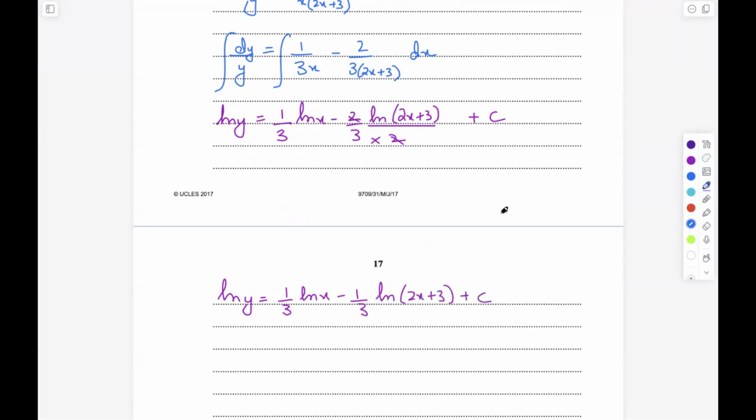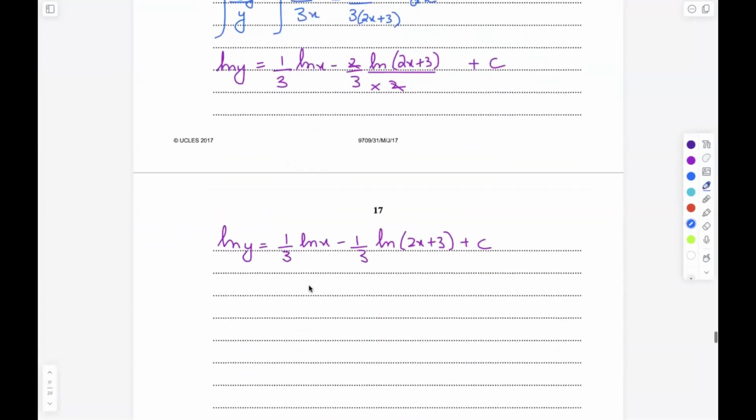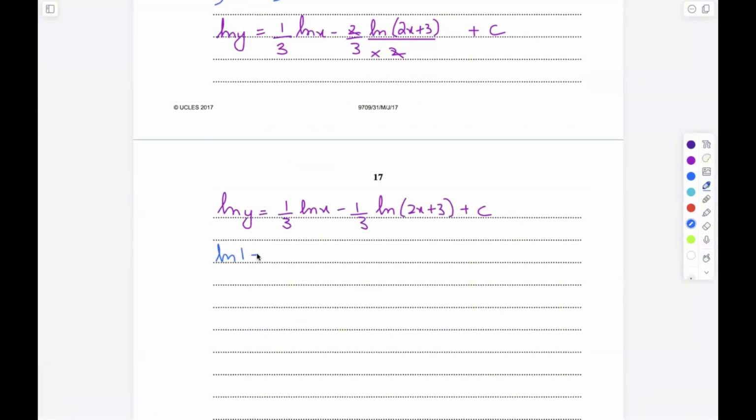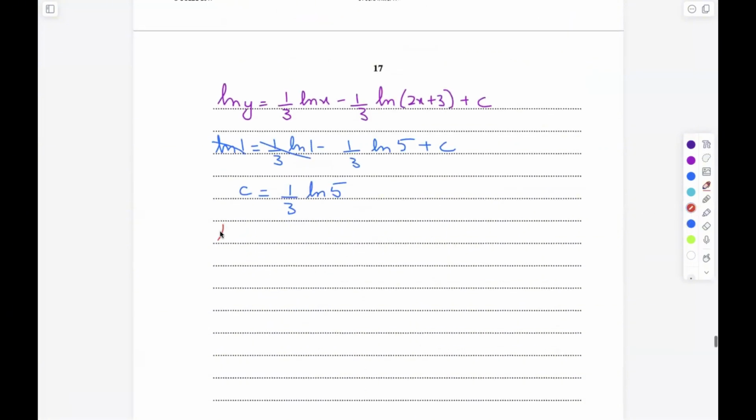Now, to find the value of c, it's given that when y is 1, x equals 1. So this will become ln of 1 is equal to 1 upon 3 ln of 1 minus 1 upon 3 ln of 2 plus 3, that will become 5, plus c. ln 1 is 0, so both of these terms will cancel out, and minus 1 upon 3 ln 5 will go on the left-hand side. So the value of c will become 1 upon 3 ln of 5. Now we have the value of c. So ln of y is equal to 1 upon 3 ln of x minus 1 upon 3 ln of 2x plus 3 plus 1 upon 3 ln of 5.